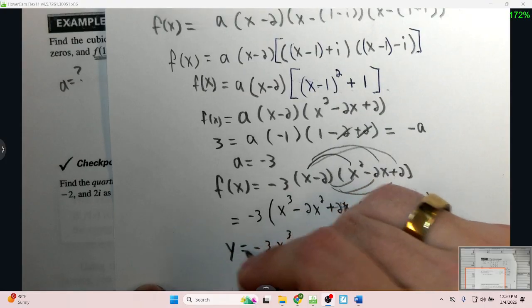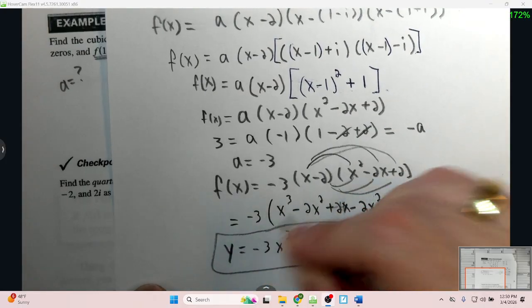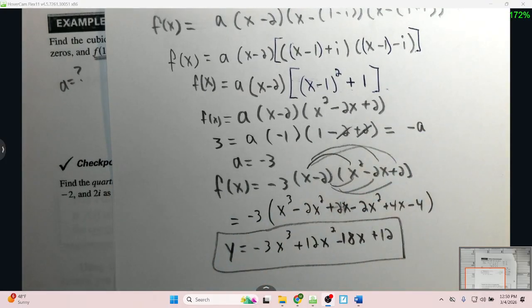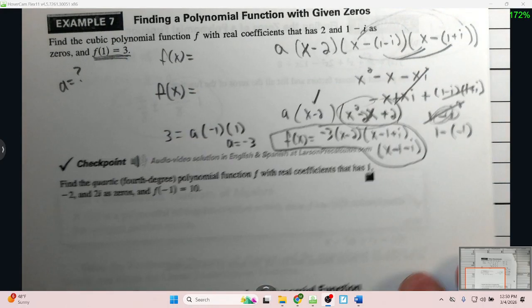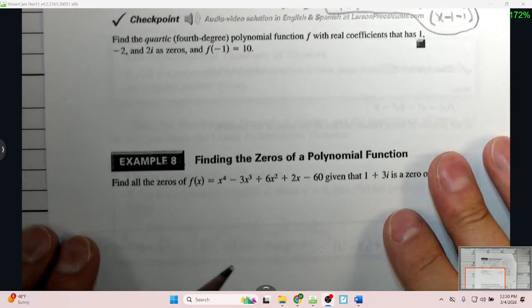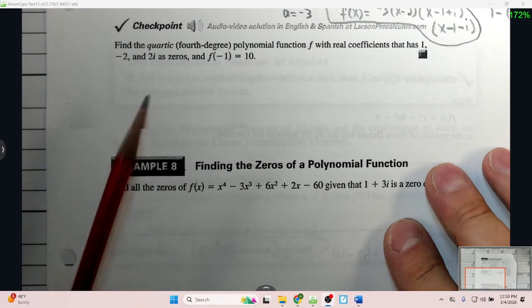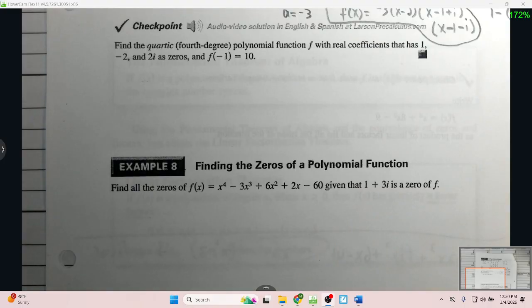So this is what y is equal to. This is the polynomial. And we're sort of working backwards now, using roots to go the other direction to figure out the polynomial. So hopefully that's a good start. Okay, let me get it back. It would be wise for you to try and pause the video and try this problem right here, this checkpoint. So please pause the video and give that a try.